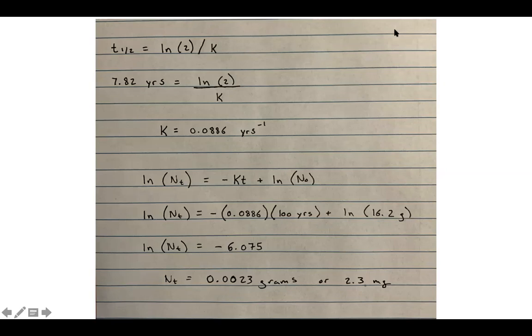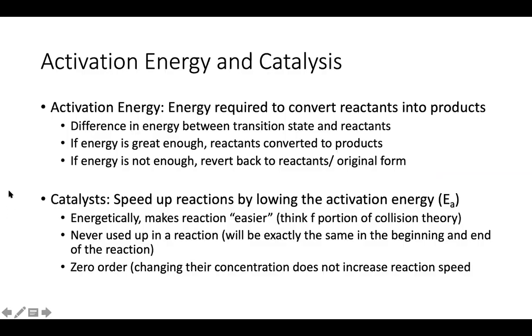Okay, are there any questions on this before we jump into buffers and titrations? That'll probably be the majority of our discussion for the rest of the session. Okay. Oh, I'm sorry, I forgot about the catalysis.